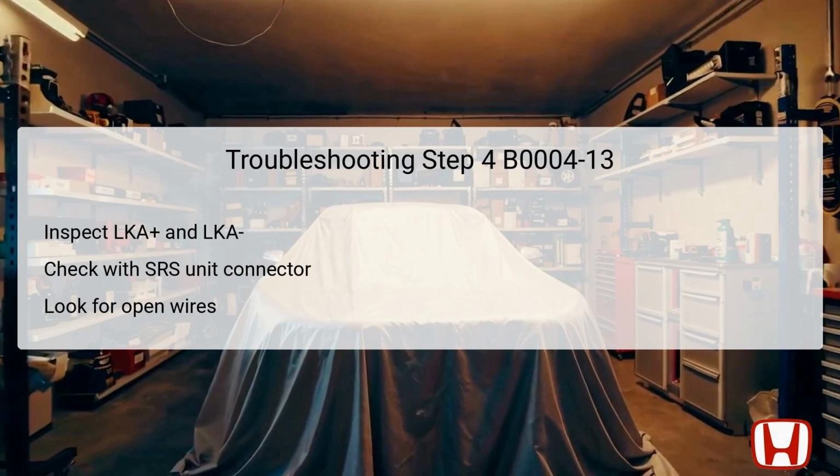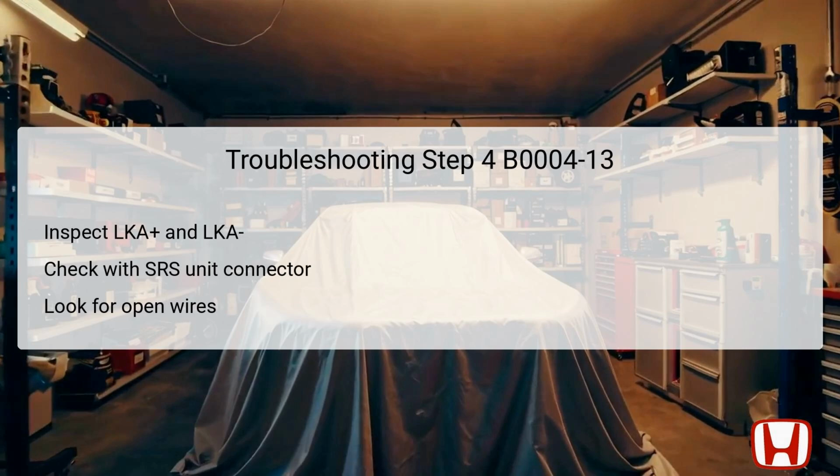The fourth step in troubleshooting DTC B0004-13 focuses on inspecting the LKA plus and LKA minus circuits for potential open wires. Prior to starting this inspection, ensure that both the SRS unit connector A, typically a 43-pin 43P connector, and the driver's knee airbag inflator connector are properly disconnected. Following this, perform a detailed physical inspection of the wiring connected to the LKA plus and LKA minus terminals, ensuring there are no visible breaks or corrosion in the wires.